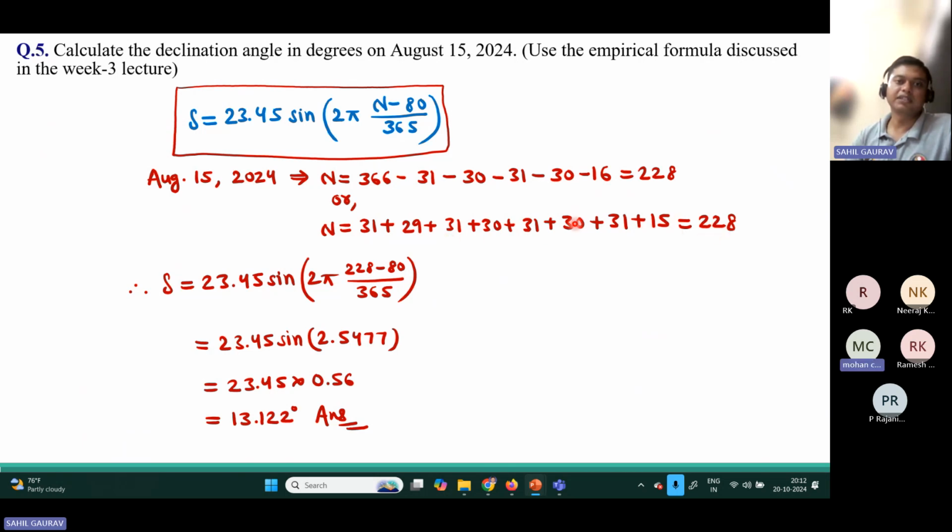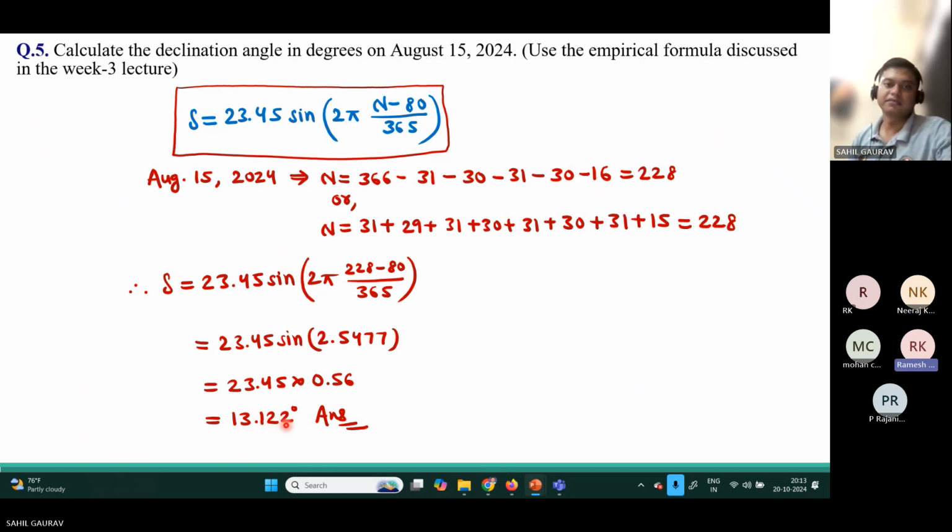So it will come at 228. So delta will come as n will be substituted as 228. So we will get this value in radian, 2.5477. And for this also you have to get the value in radian, 0.56. So just know this, you should not make silly mistakes here. Be aware of this radian and degree. So this value should be in radian, so that you will get the final value in degree. So the final value is 13.122 degree.